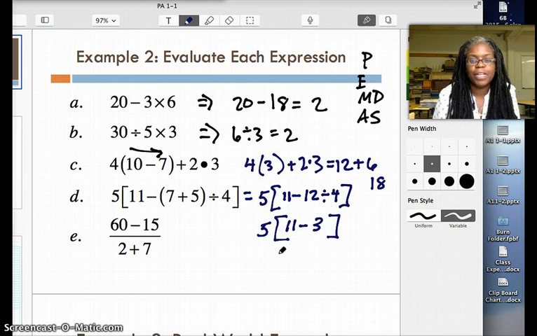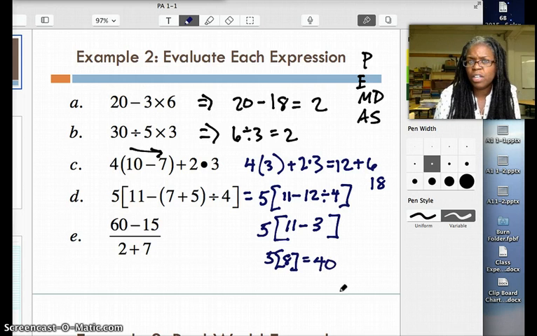I'm going to finish the 11 minus 3. We know that that is 8. And then when I multiply 5 times 8, voila, I get 40. Does that feel okay? All right. Take a look. Make sure if something's not feeling right or if you got a different answer, let me know and we can talk about it when I see you.